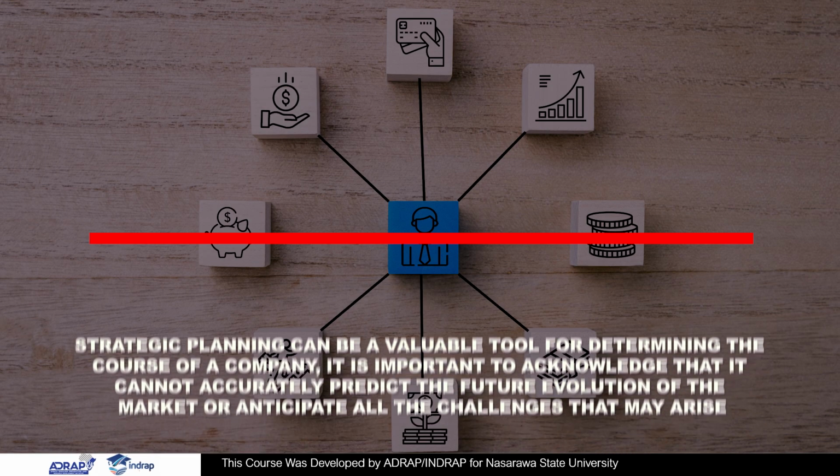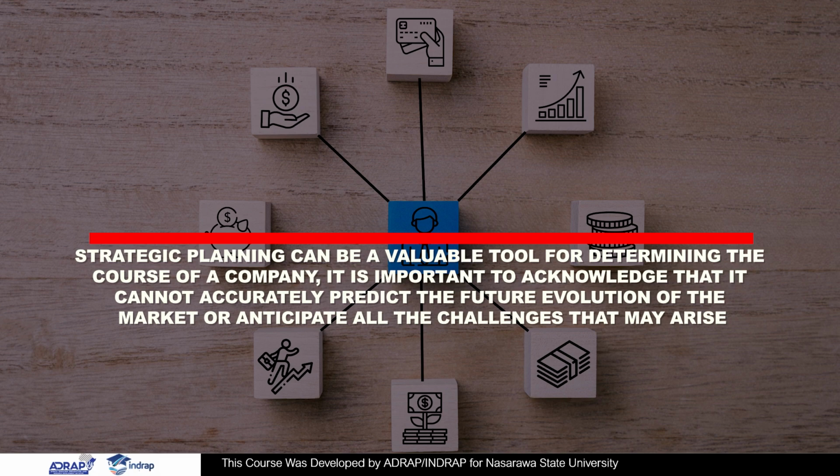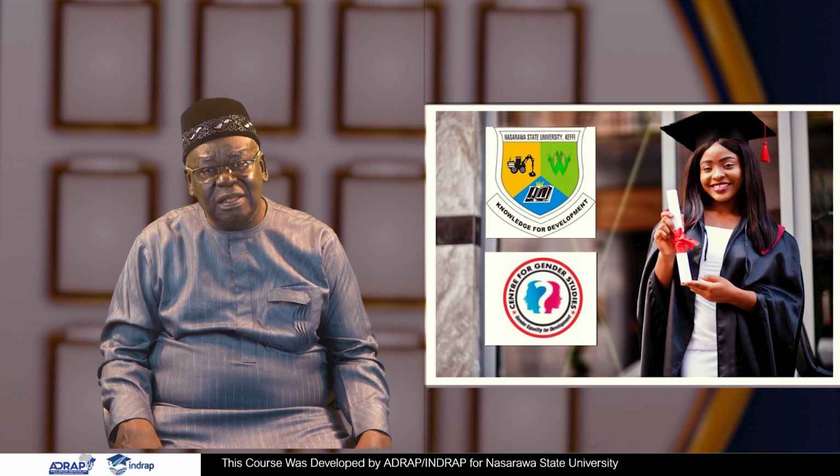Strategic planning can be a valuable tool of determining the course, the direction the company uses in order to reach its destination by accurately predicting the future and anticipating the challenges that may arise. And that is why you discover when you are embarking on strategic planning, there has to be strategic innovation, the ability to adapt to new ways of doing things. Because like we said, the environment is constantly changing. So you must adapt. You have to innovate and think what becomes the best way of doing things.